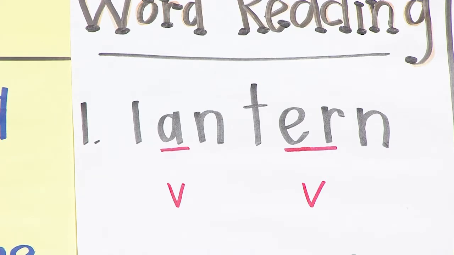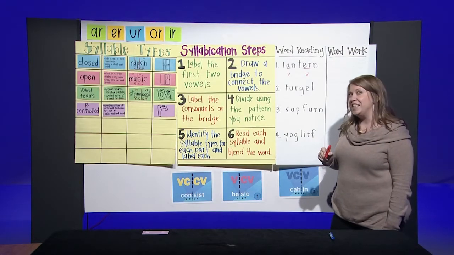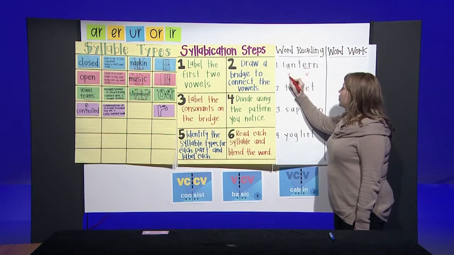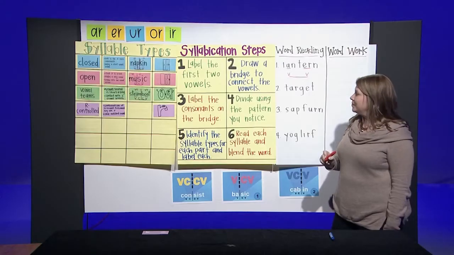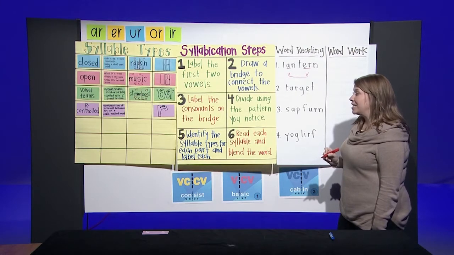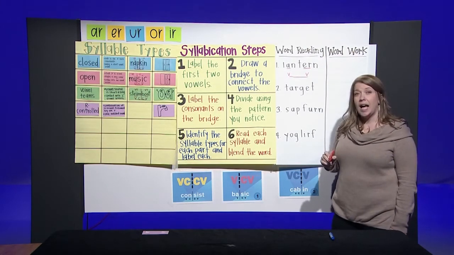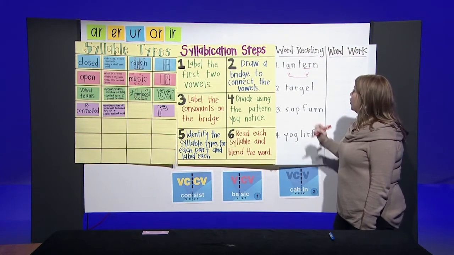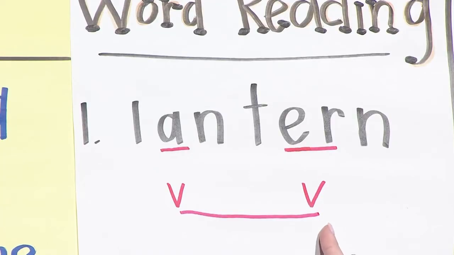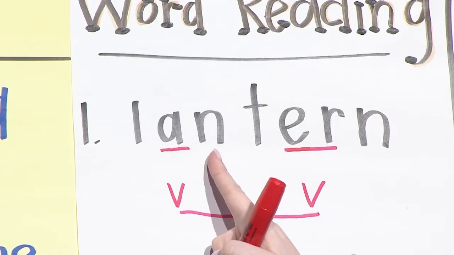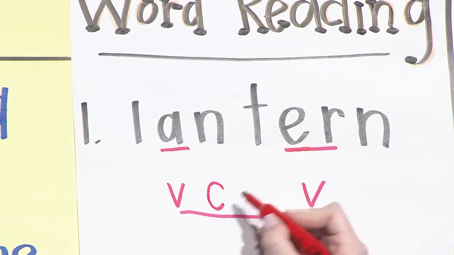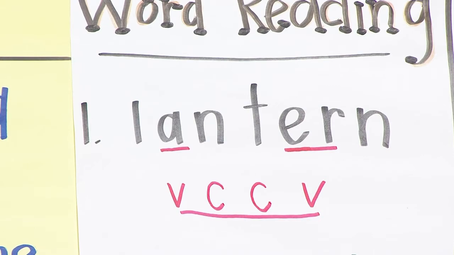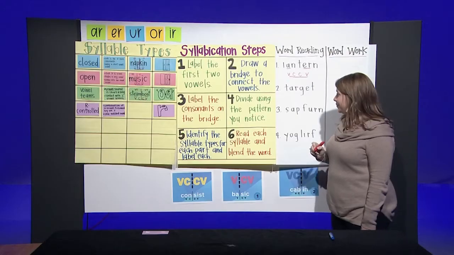Step 2 tells me to draw a bridge and connect those vowels. So I'm going to draw a line or my bridge from that A to my ER. Step 3 asks me to label the consonants I see on my bridge. So if I focus my attention right here, I see consonant N and T. So I'm going to label my bridge with a C for each of those consonants.